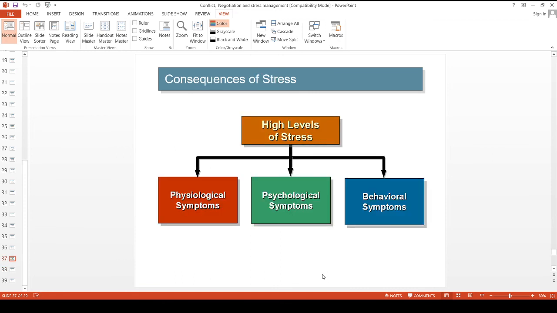Now these physiological symptoms may lead to different medical problems. You may have headaches, heart problems, blood pressure problems. So these are the different physiological symptoms. Then psychological symptoms may be there. And similarly behavior: your behavior with your peers may be entirely changed, and your attitude will be entirely different in this situation of stress. So these are the different consequences of stress.